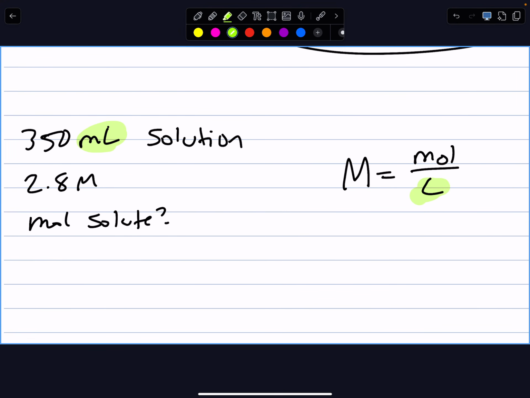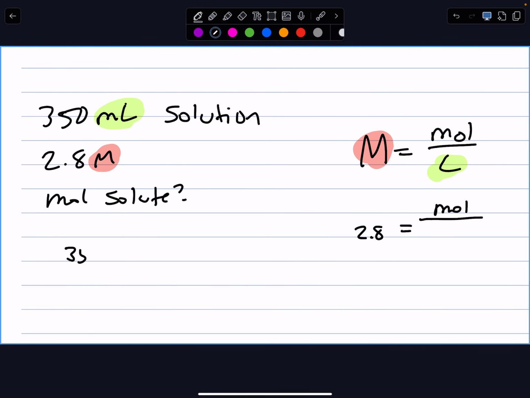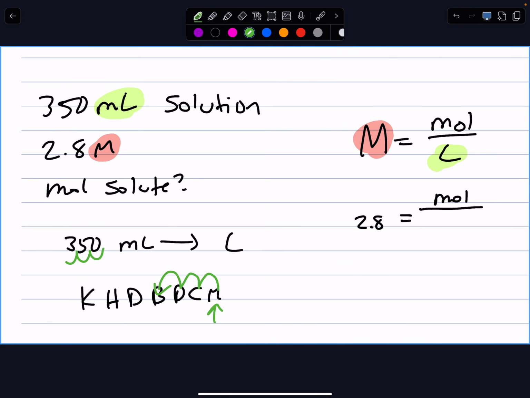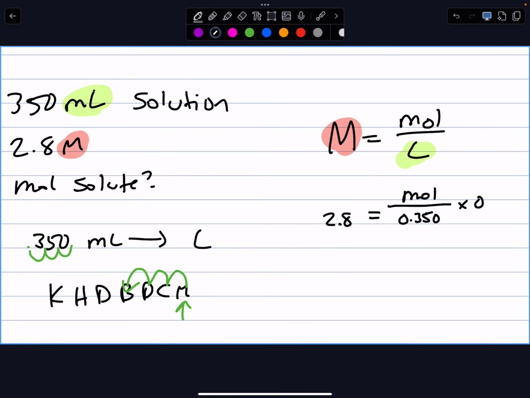What am I given? Milliliters, which is my volume. And I'm also given concentration. So I can plug in the concentration. Do I know the moles? No, I'm looking for moles. Moles goes on top. Do I know the liters? Close, I know the milliliters. So then I can use King Henry died by drinking chocolate milk. I'm at milli, what do I want? Okay, here's milli. 1, 2, 3 to the left. That is how many liters? 0.35. How do I solve for moles? Multiply by 0.350 on both sides.